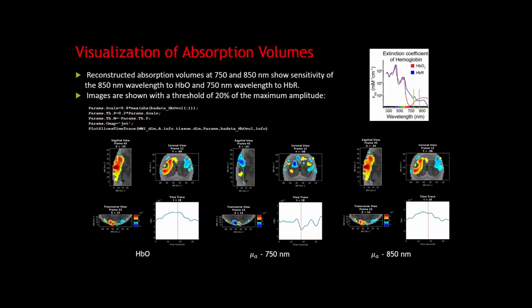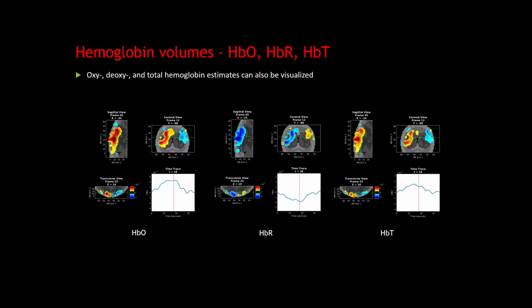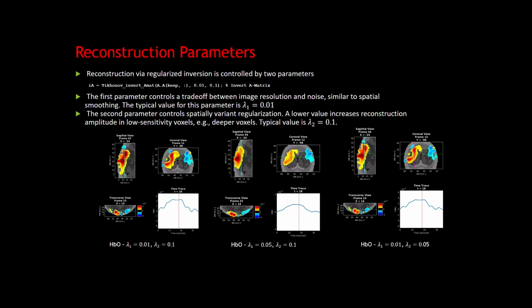750 has a very high absorbance relative to 850, so usually the data at 750 doesn't look like it makes sense, but the data at 850 often looks very similar to the data at oxyhemoglobin. If you look at oxy, deoxy, and total hemoglobin, again, after combining 750 and 850, you are able to look at each of those chromophores very specifically, and you can click around and look at different thresholding of the data, different regularization parameters of the data to see how they interact.